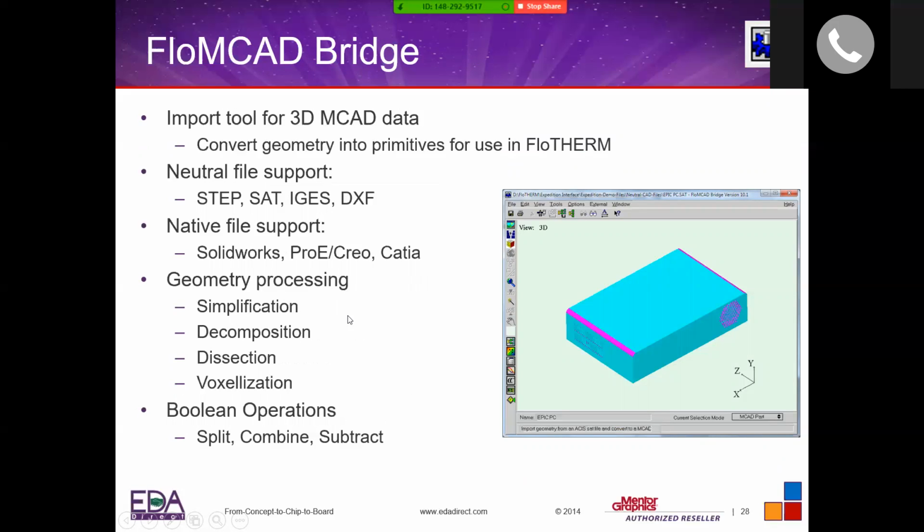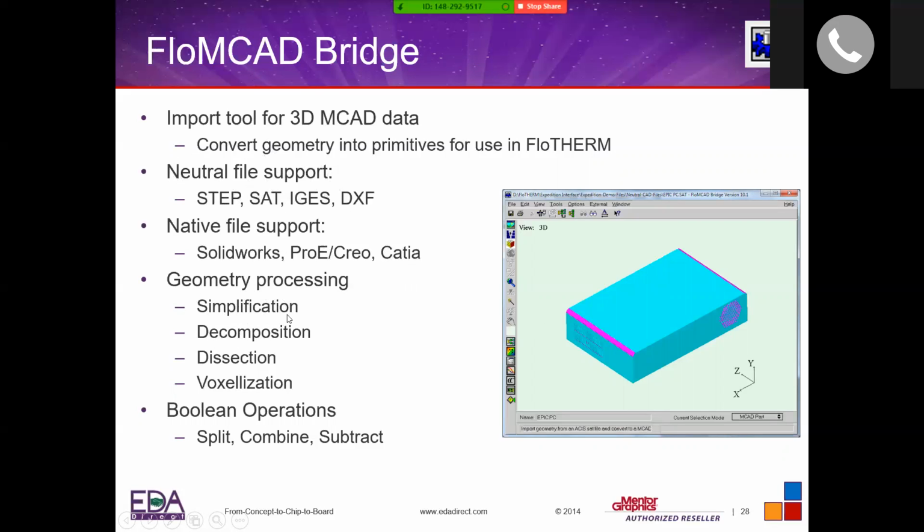And then on the mechanical side, there is a Flow MCAT bridge. What that does, it will take in the mechanical files format. Okay, we support natively SolidWorks, Pro-E, Creo, Catia, or you can generate the neutral file, step file, SAT file, IGES, DXF file. Bring these assembly into the bridge. Okay, then we're going to do some simplification. We're going to do some decomposition.